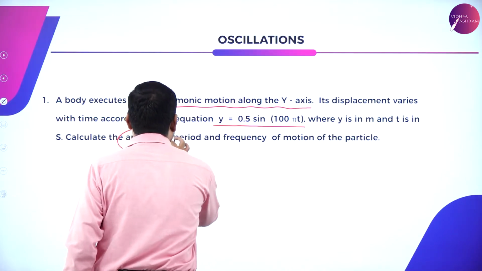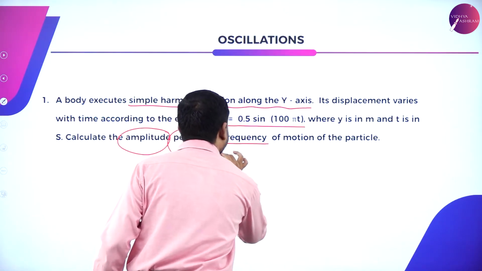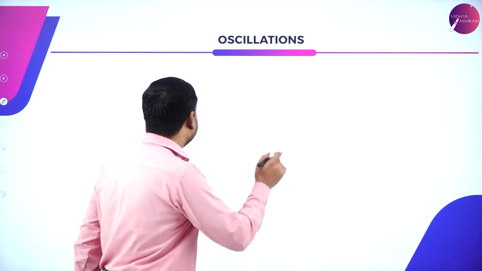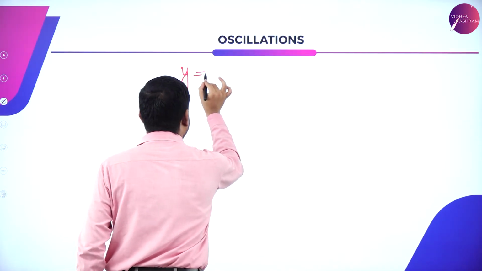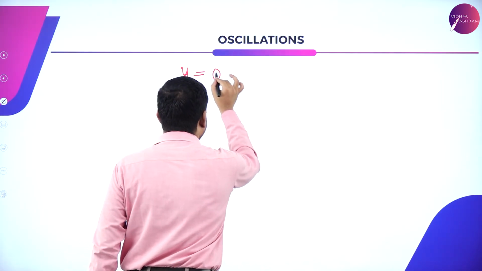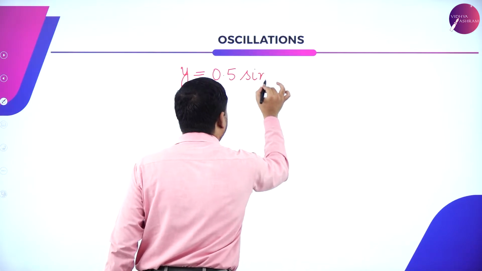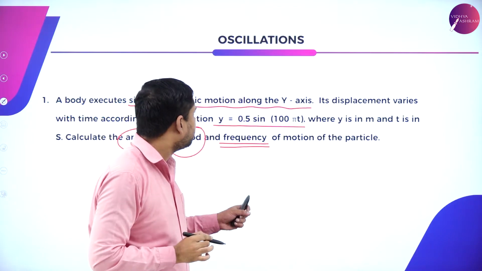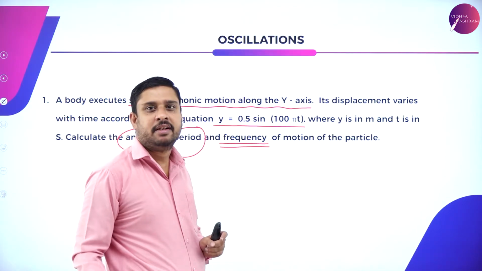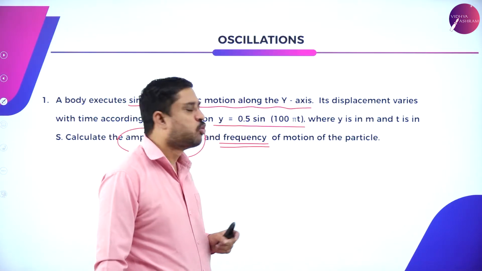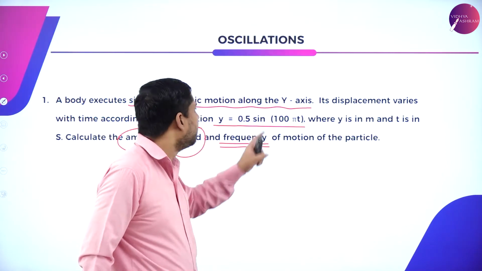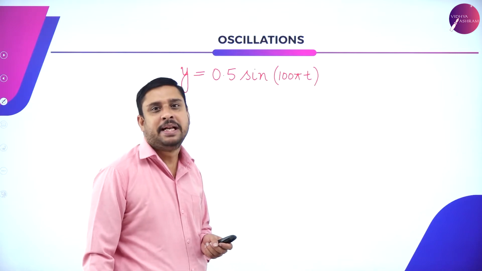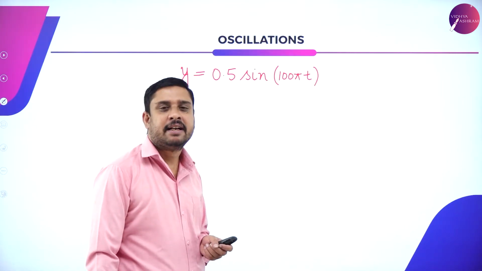I have to calculate its amplitude, period, and frequency. So very simple. The given equation is y equals 0.5 sine 100 pi t. What is that I have to calculate? Amplitude, frequency, time period.